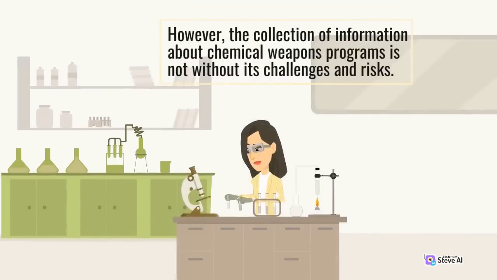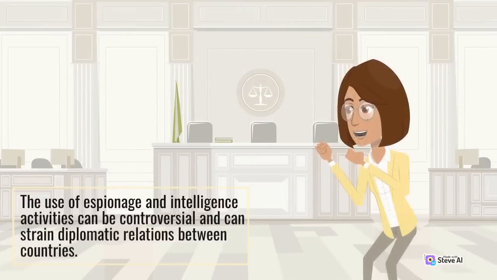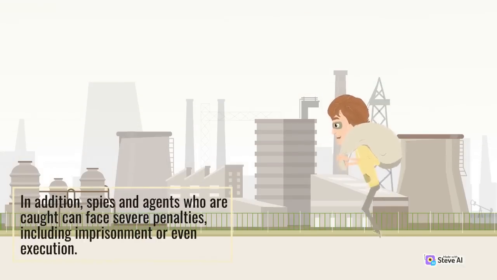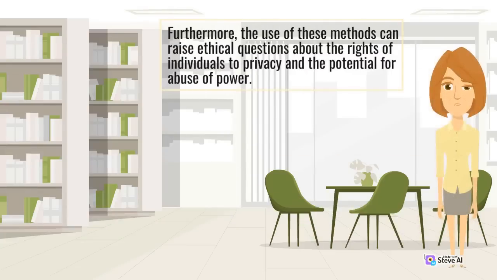However, the collection of information about chemical weapons programs is not without its challenges and risks. The use of espionage and intelligence activities can be controversial and constrain diplomatic relations between countries. In addition, spies and agents who are caught can face severe penalties, including imprisonment or even execution. Furthermore, the use of these methods can raise ethical questions about the rights of individuals to privacy and the potential for abuse of power.